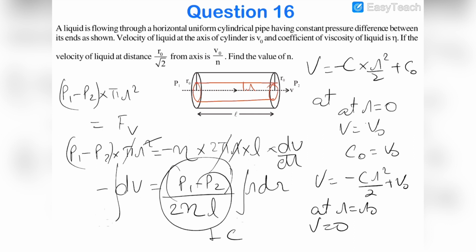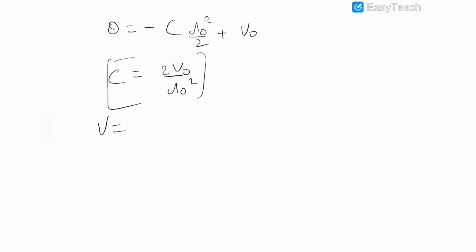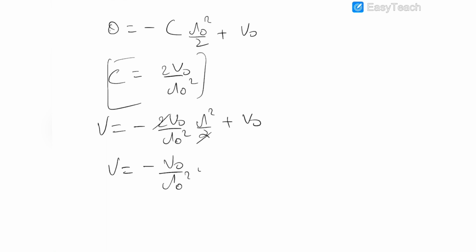So v is 0, so 0 is equal to minus c into r0 square by 2 plus v0. So c will be equal to 2 v0 by r0 square. So finally v would be equal to minus of 2 v0 by r0 square into r square by 2 plus v0. So cancelling this 2 with 2, v is equal to minus v0 by r0 square into r square plus v0.